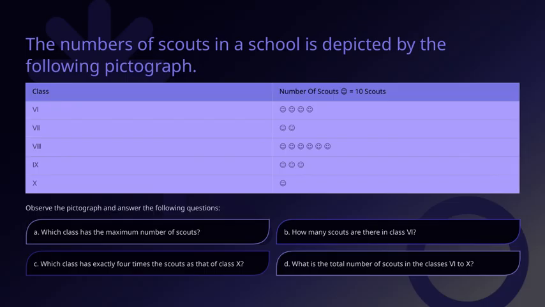Finally, when we look at the total number of scouts from classes VI to X, we add up all the smiley faces. 4 in class VI, 2 in class VII, 6 in class VIII, 3 in class IX, and 1 in class X. Putting those together, the total comes to 4 plus 2 plus 6 plus 3 plus 1, which equals 16 smiley faces. Since each face is 10 scouts, that gives us 160 scouts in total across these classes. So this pictograph not only helps us quickly grasp the distribution of scouts, but also reinforces the importance of visual representation in understanding data. It connects to our overall theme of analyzing and interpreting data effectively.